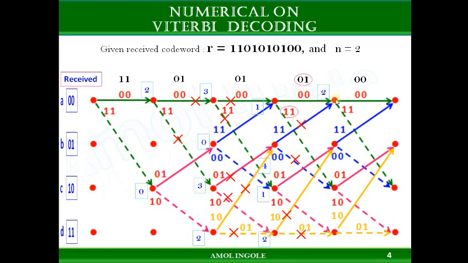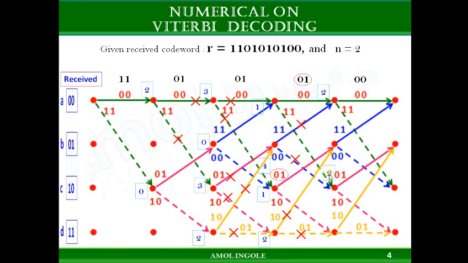Okay. Then the next one is 0 1 and this is 1 1. This is the path which is not yet discarded. So the Hamming distance between these two will be 1, plus the earlier 1. So you can write that path metric here as 2 in the box.